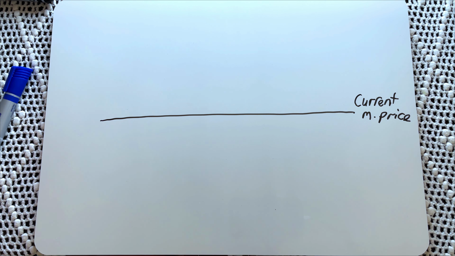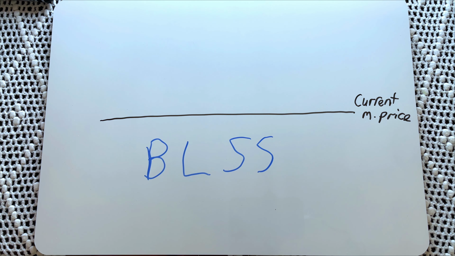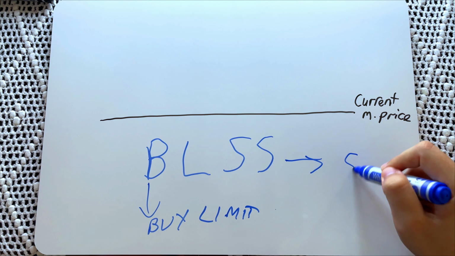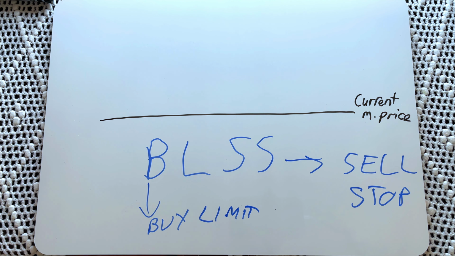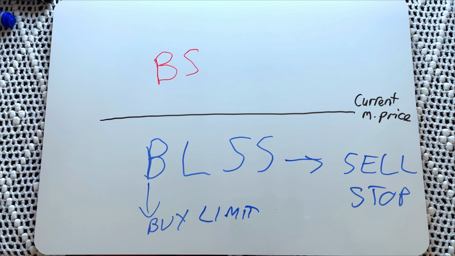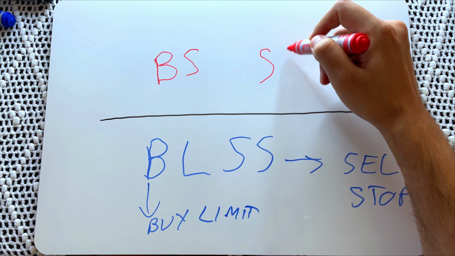So what I like to do is there's this special acronym which I call BLSS. You always put that below this current market price. So you draw this diagram and you put BLSS. What BL stands for is buy limit. SS is my sell stop. Now that I've got BLSS, what I do is, what's the opposite? Well, what's the opposite of a buy limit? The opposite of a buy limit is my buy stop. So I put my buy stop above here. And then what's the opposite of a sell stop? It's a sell limit. So my SL.